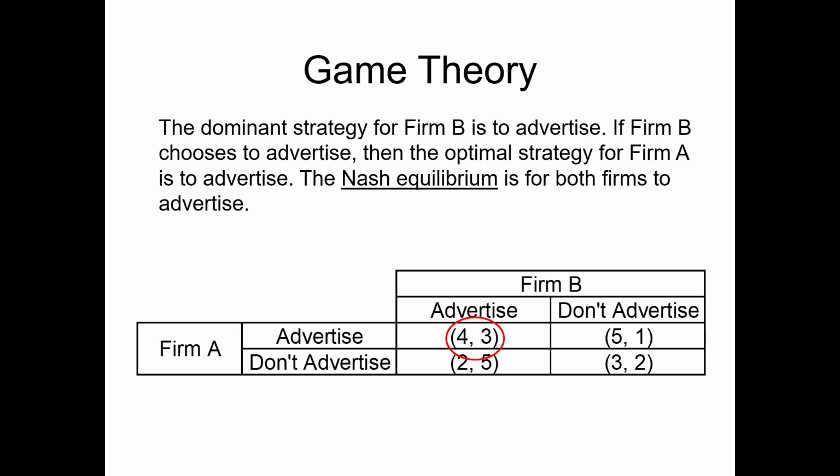Dominant strategy for firm B is to advertise. If firm B chooses to advertise, then the optimal strategy of firm A is also to advertise. The Nash equilibrium for both the firms is to advertise altogether. It has to be advertised. This is called the Nash equilibrium state for both the firms to advertise.